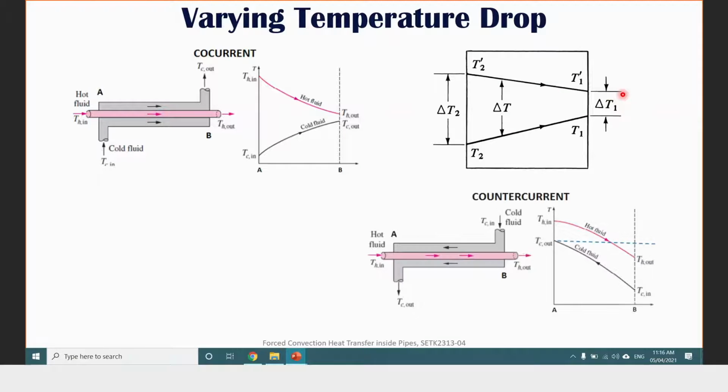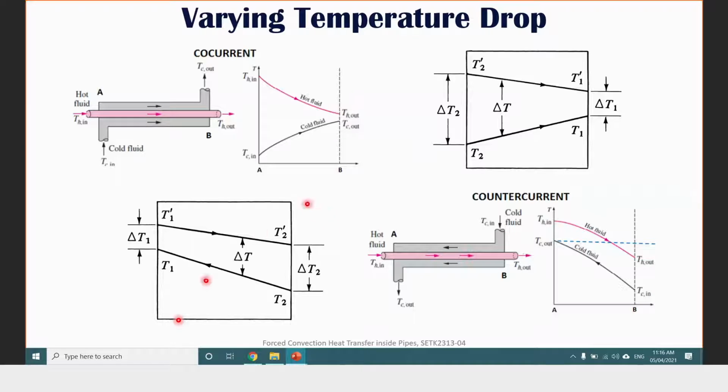However, for counter-current flow, like I've explained before, the flow is in the opposite directions. You can see the temperature profile here is slightly different from the co-current flow. We can still draw a similar representation with T1 and T2 here.